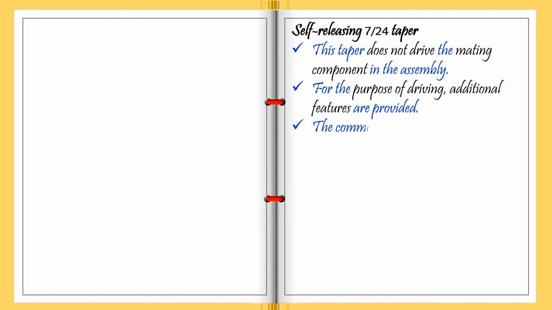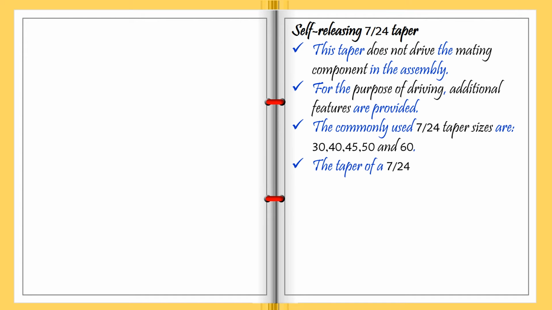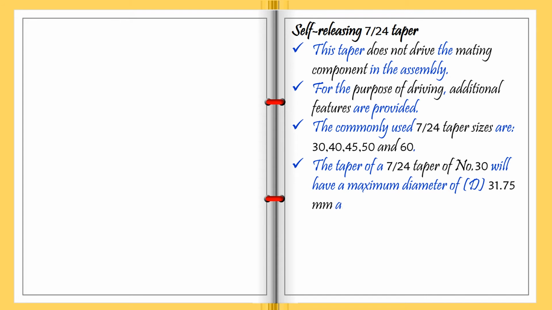The commonly used 7x24 taper sizes are 30, 40, 45, 50 and 60. The 7x24 taper of number 30 will have a maximum diameter of 31.75 mm and number 60 is 107.950 mm. All other sizes fall within this range.